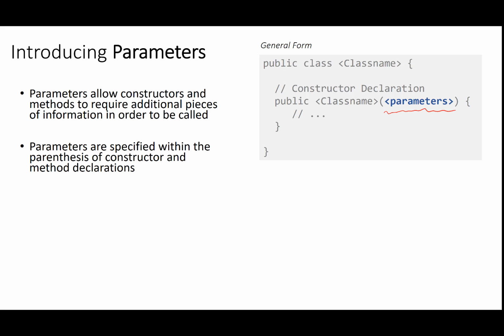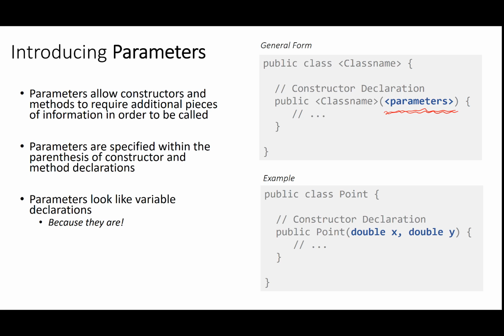Our parameter list is going to go between the two parentheses when we declare our constructor. And so for point, when we declare our constructor to have 2 parameters, one for x and one for y, it's going to look something like this: double x, comma, double y. And boy, don't these look like variable declarations? Sure enough, they actually are variable declarations, and we'll see why in a second. They're just special variables called parameters. These variables are assigned when a constructor or a method is called.